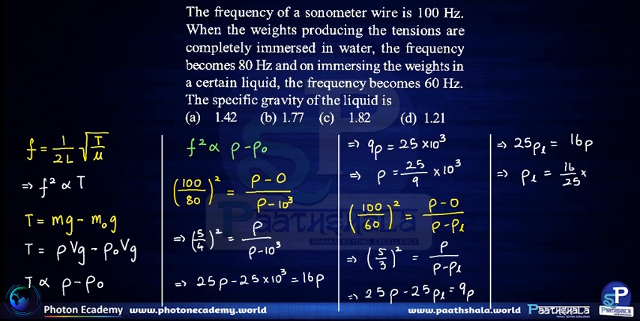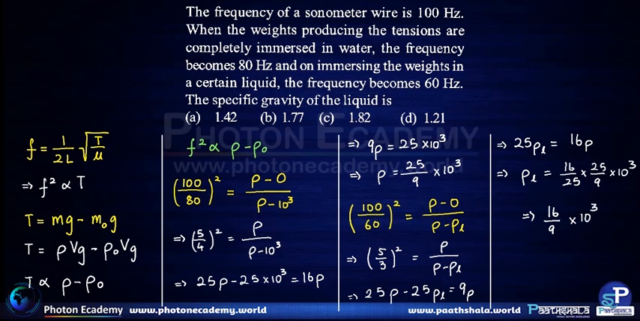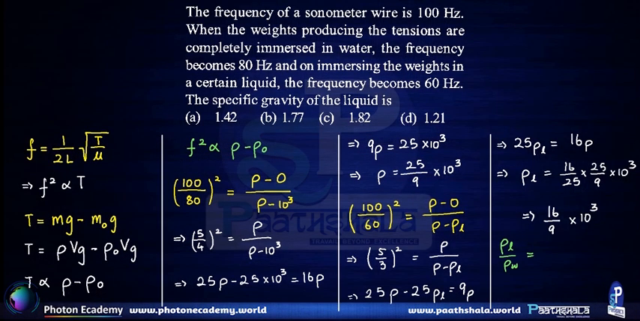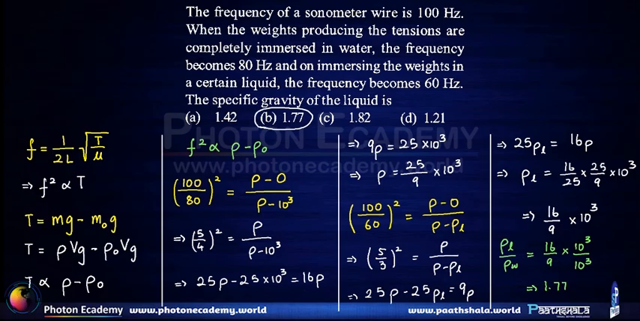We can substitute rho here, 25 divided by 9 into 10 to the power 3 SI units, and hence the density of the liquid is 16 by 9 into 10 to the power 3 kilograms per cubic meter. Now specific gravity is nothing but rho L by rho W, which is 16 by 9 into 10 to the power 3 divided by density of water, 10 to the power 3. Now what is this value equal to? 16 by 9 is approximately 1.77, and hence the answer is option B.